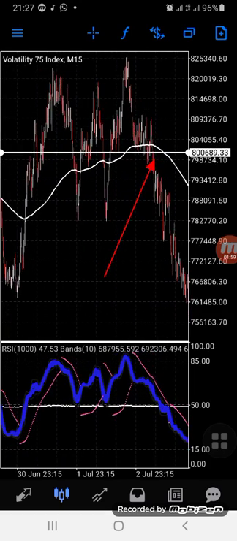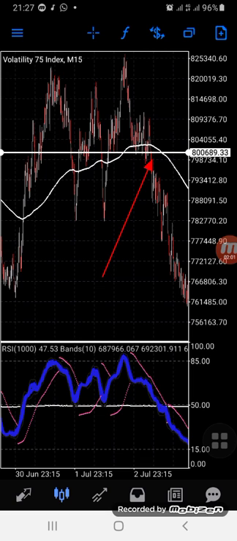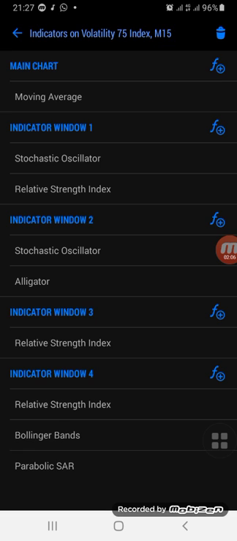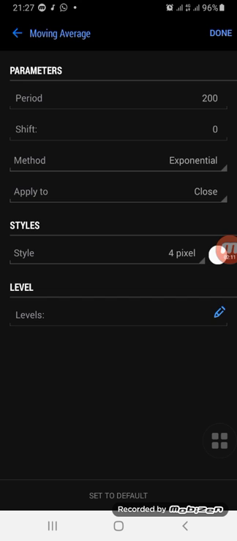Right, let's check the settings of this strategy. I click on the F button, and first of all we have the window indicator 1. We have the moving average 200. This is very important: the dynamic support and resistance level, that is the 200 exponential moving average. The period is 200, shift is 0, method is exponential, apply to close. I choose white color because I have a dark background color. You can choose any color of your choice. Then you click on done.